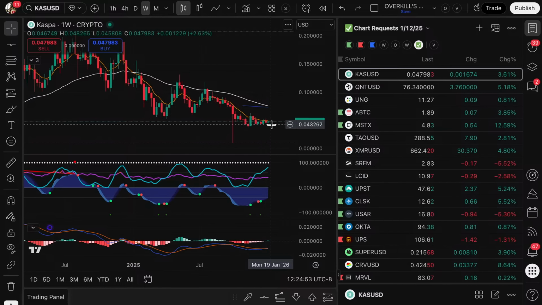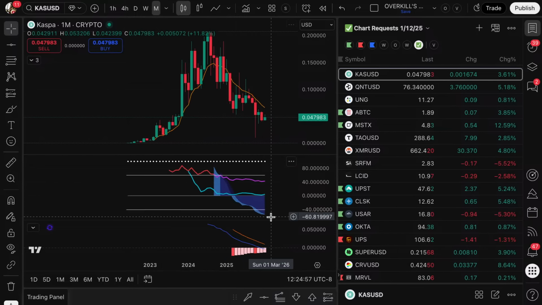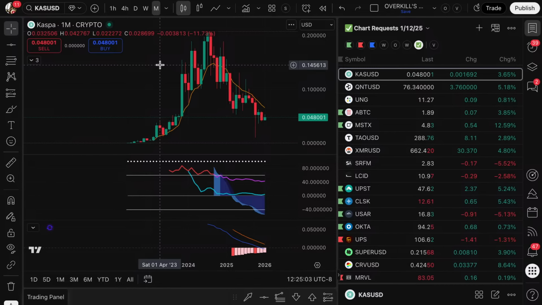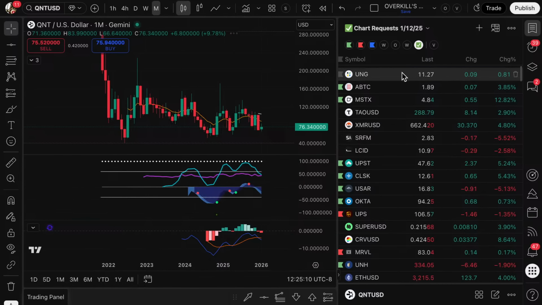KAS. This one's sitting down here at 4 or 5 cents. Monthly looks really good, dude. Oh my gosh, I cannot explain to you guys how bullish I am on altcoins. It's absolutely insane how bullish some of these charts are looking. QNT, we just covered this one.